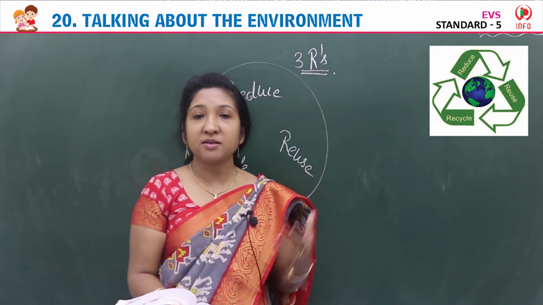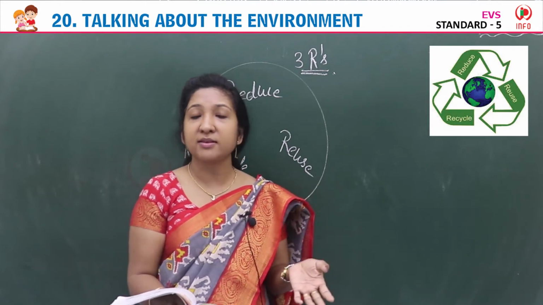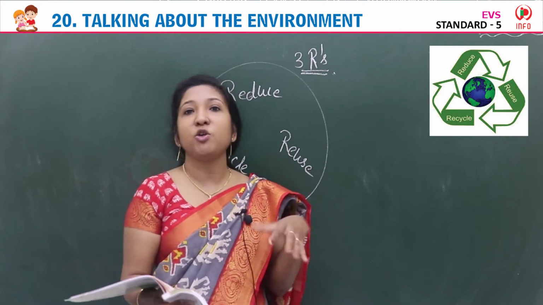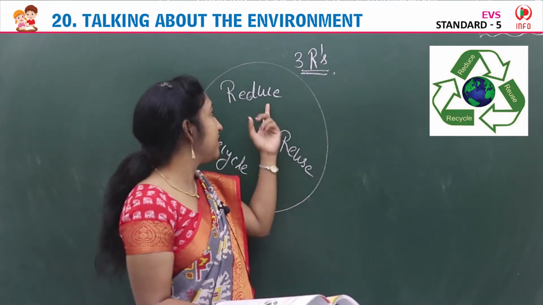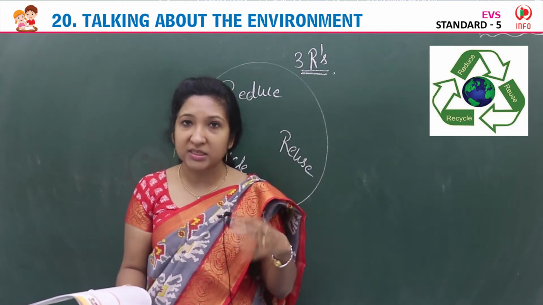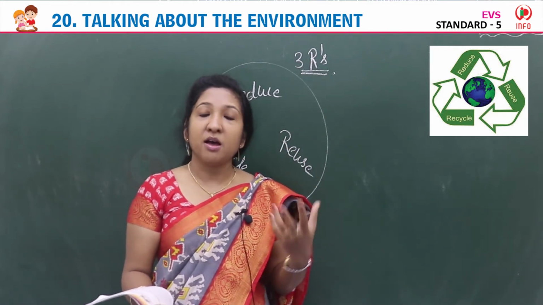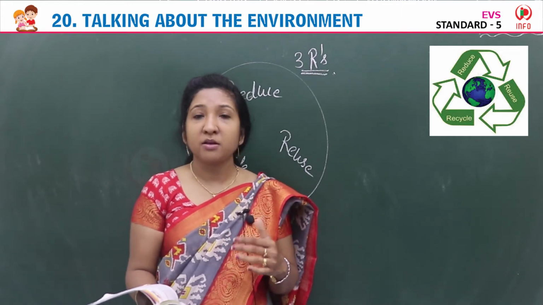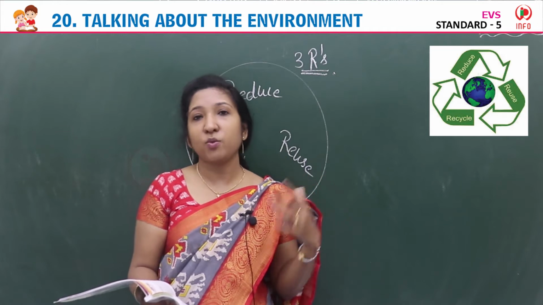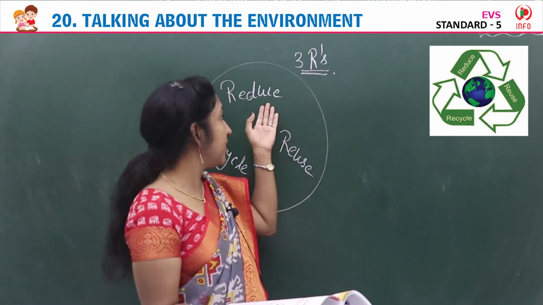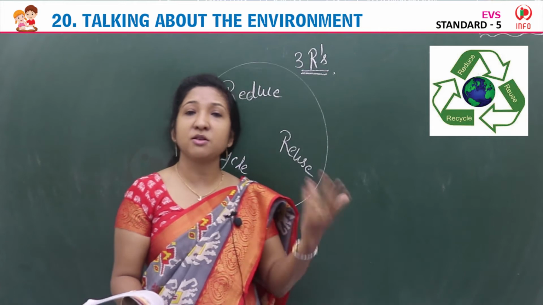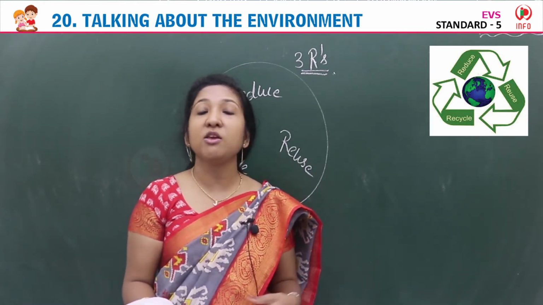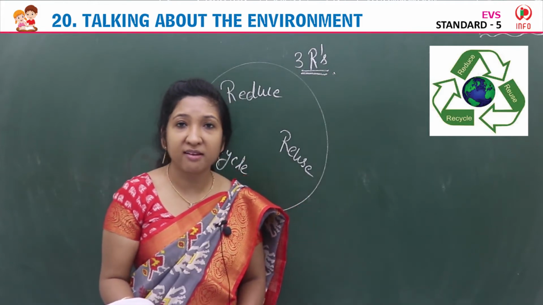3 R's means reduce, reuse, recycle. Reduce means that we have to minimize the amount of waste we create daily. In every house we can see waste. It's common. So try to reduce or minimize the waste we create. That is the meaning of reduce. Reuse means using items more than once.